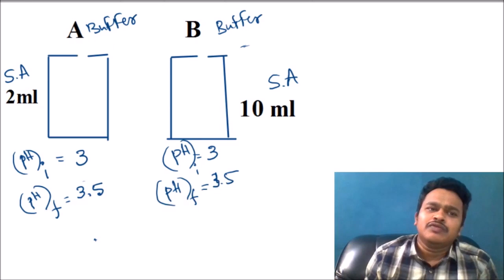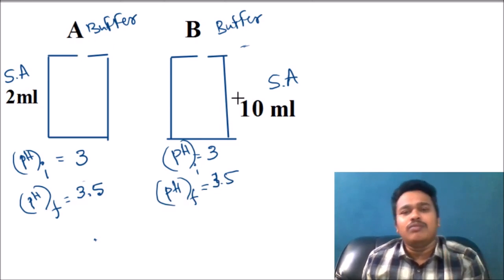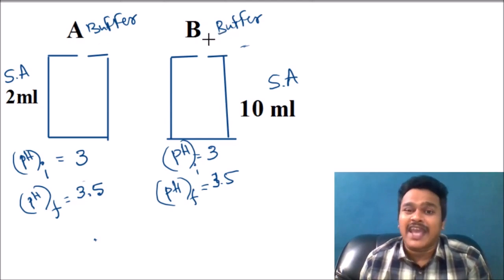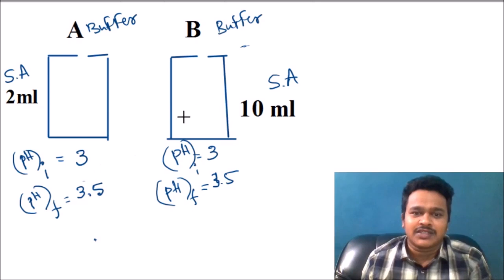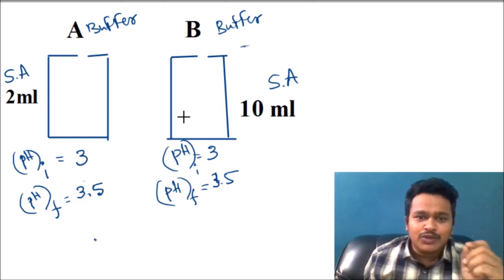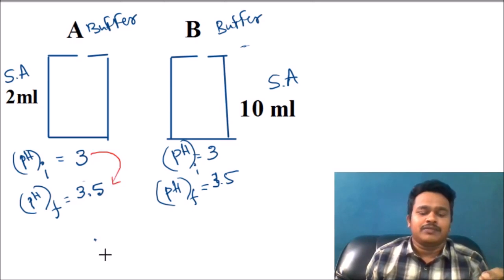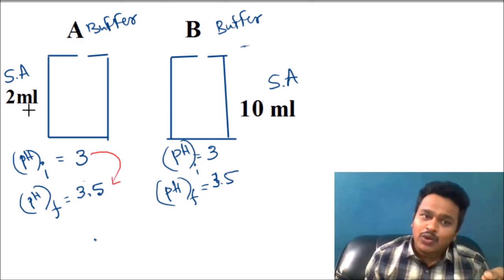Out of these two, which is a strong buffer, which is a good buffer? Out of the A buffer and the B buffer, which has more buffer capacity? By observing this, without calculating, by using common sense and the definition of a buffer, which is the good buffer here? Observe the change. For the A buffer, when 2 ml is added, the pH changes from 3 to 3.5. What is the difference?